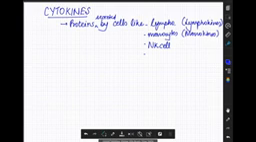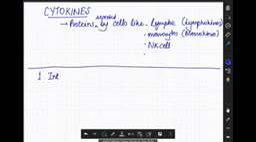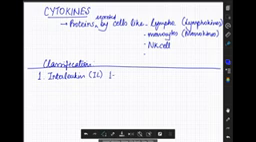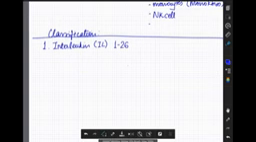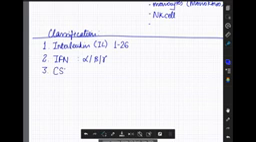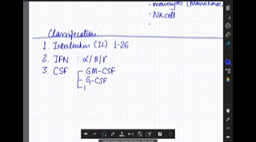So how do we classify them? Broadly, we categorize them into the following categories. The first class is interleukins, interleukin 1 to 26. Second is interferon, alpha, beta and gamma type. The third one is colony stimulating factor. They may be granulocyte monocyte colony stimulating factor, or just granulocyte colony stimulating factor, or just macrophage or monocyte colony stimulating factor.